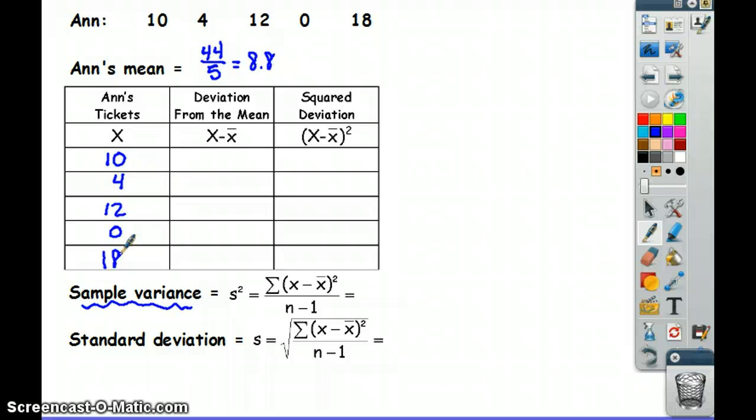Okay, the second column is how different is this from the mean. How far off are we? So we take our data, the 10 for this first one, and subtract the mean, 10 minus 8.8. And when I do that, I get 1.2. The last column says take that number and square it, so 1.2 squared.